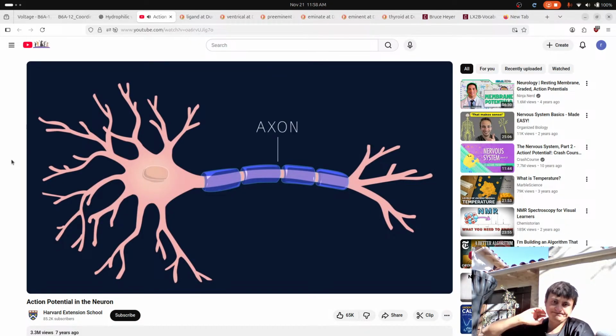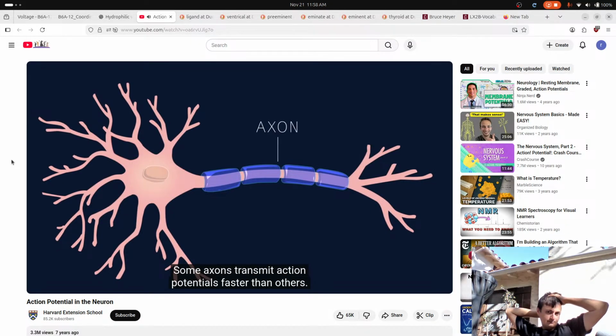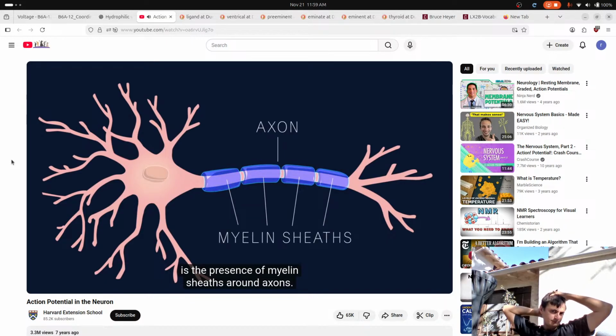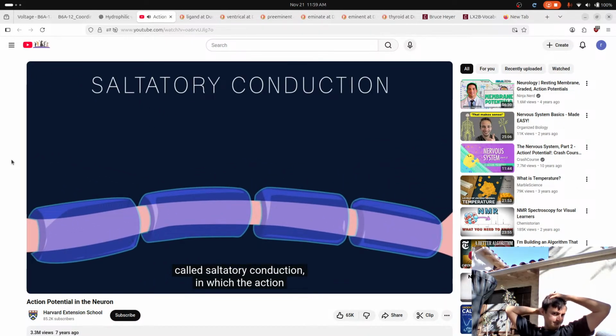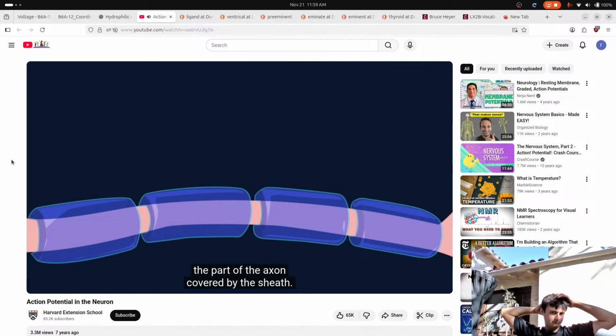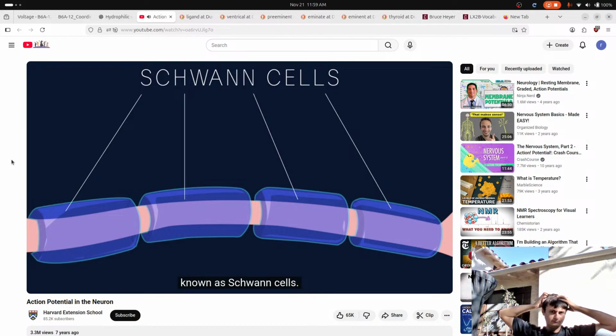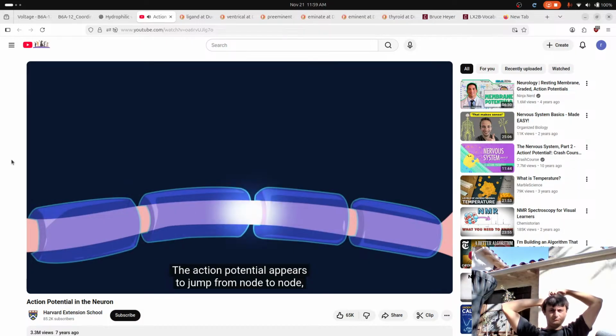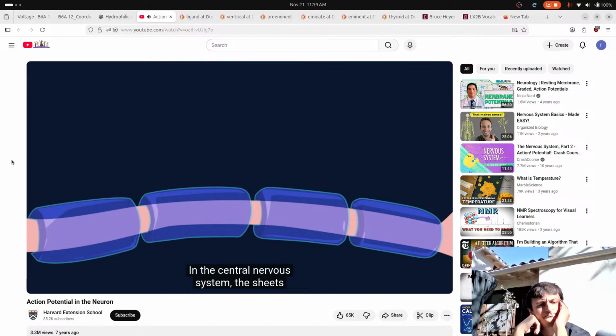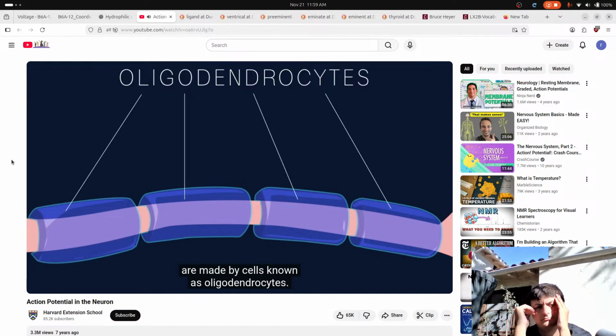Some axons transmit action potentials faster than others. One variable that increases conduction velocity is the presence of myelin sheaths around axons. Myelin speeds up transmission through a process called saltatory conduction, in which the action potential signal appears to jump along the part of the axon covered by the sheath. In the peripheral nervous system, the sheaths are formed from glial cells known as Schwann cells. There are small gaps between Schwann cells called the nodes of Ranvier. The action potential appears to jump from node to node, speeding the transmission. In the central nervous system, the sheaths are made by cells known as oligodendrocytes.